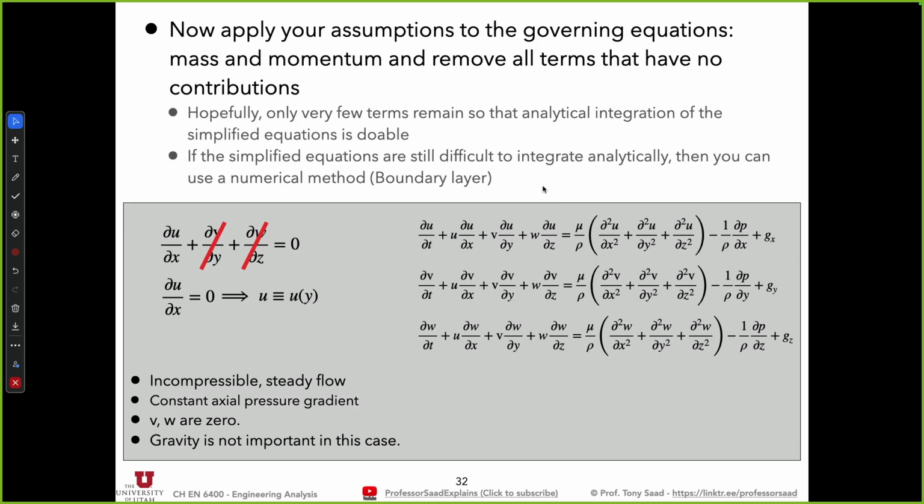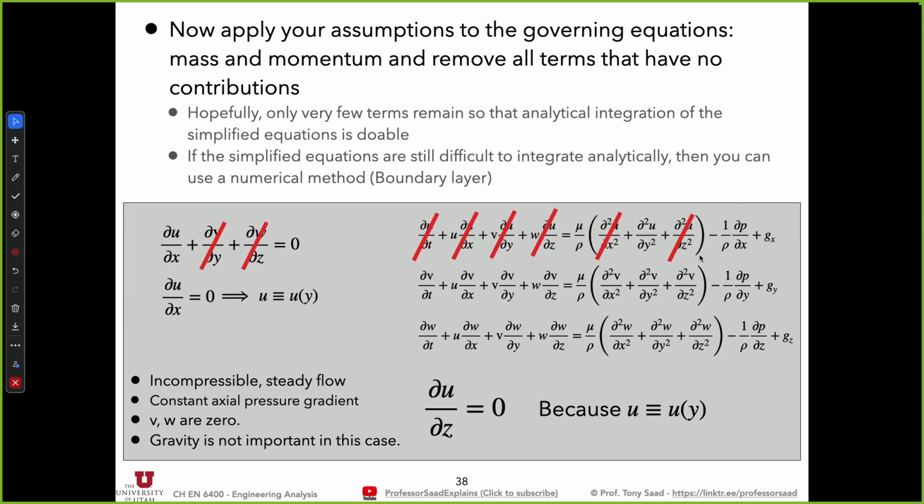Next, we attack the momentum equation, starting with x momentum. Flow is steady. du by dt is equal to zero. First advection term, du by dx is zero. Second one, v is zero. Third advection term, w is zero. Now we jump on the diffusion term. du by dx is zero, therefore the second derivative with respect to x is zero. Now, second derivative with respect to y, we don't know. That's going to be our dominant term, so we can't knock that out. But in the z direction, that's also zero, because u is only a function of y.